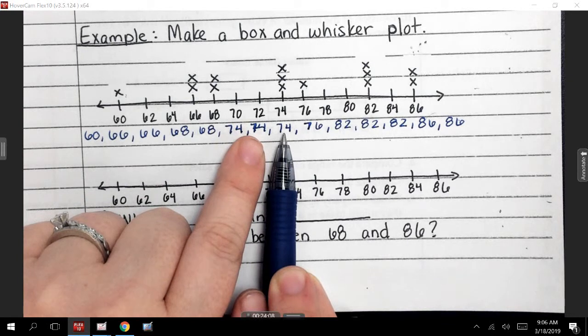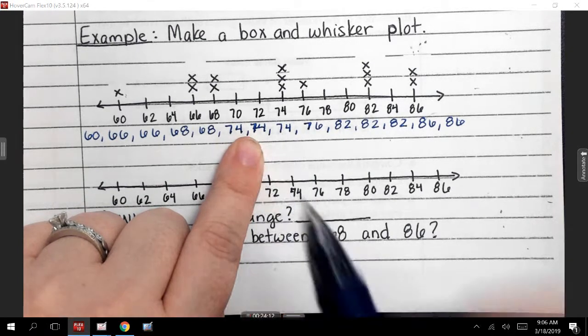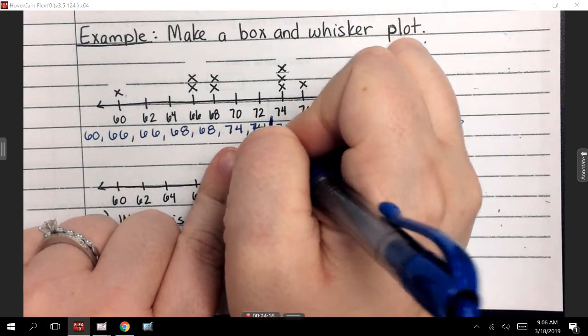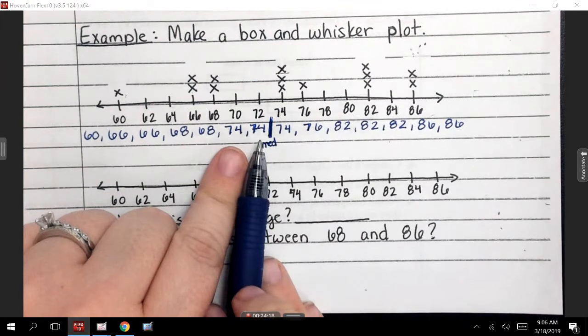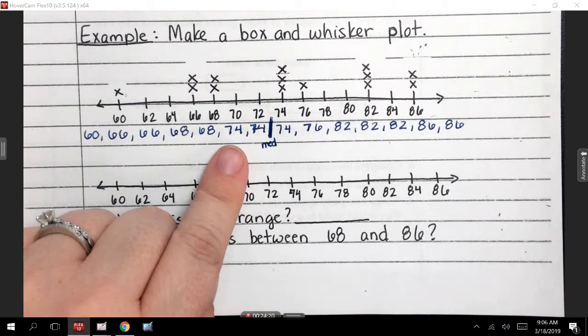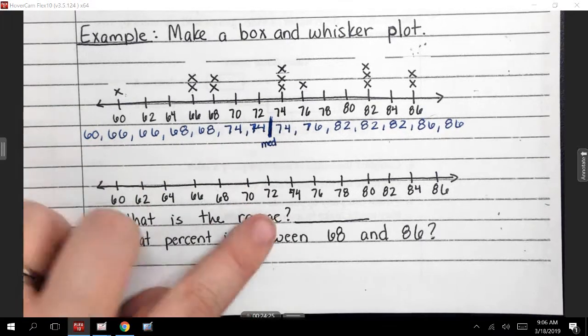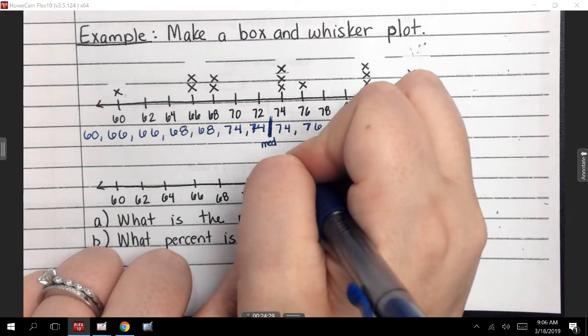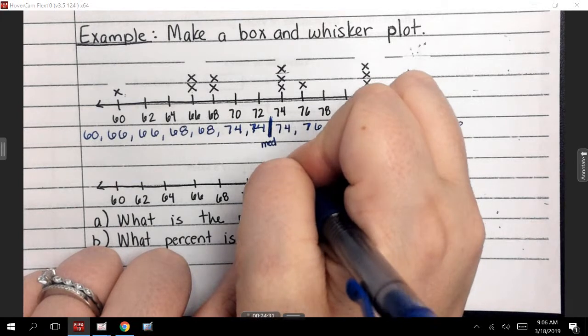Do I have one number in the middle or 2? 2. Do I circle them? No. For the median, we're going to draw a line and say, here's my median. So what number is in the middle of 74 and 74? 74. Are y'all okay with our median being 74? Okay. So on the number line, above 74, I'm going to draw a line because that's part of my box.